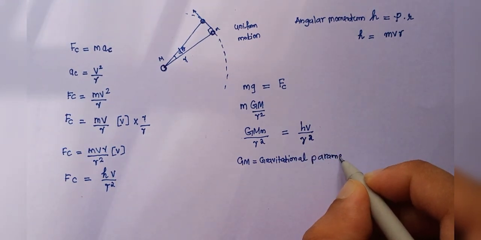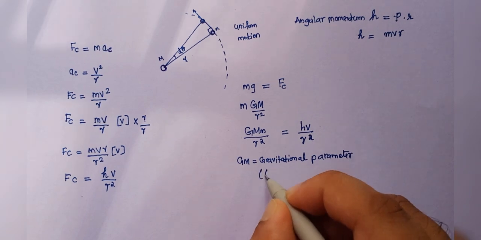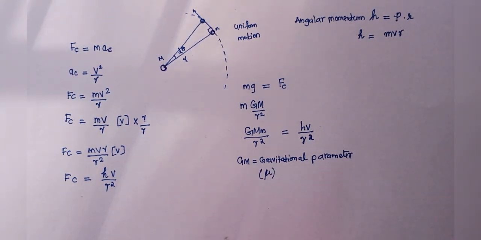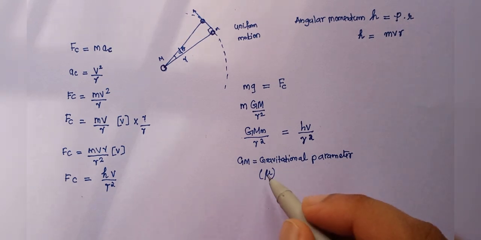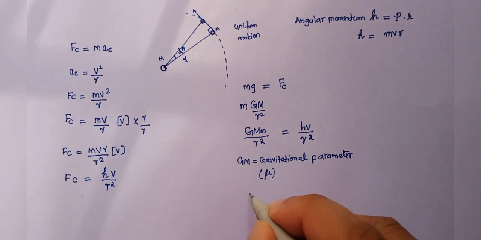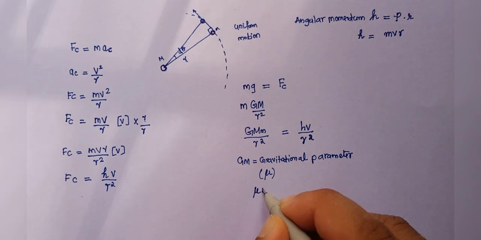The gravitational parameter is denoted by the symbol mu, which is again a constant which you can refer to in the data book prescribed by your university textbooks, or any data book related to space mechanics. So now you have mu here, and now you can write mu into a finite mass m.